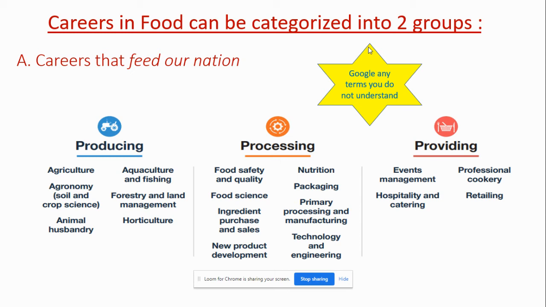So 2 groups, careers that feed our nation and feed our country. So you can see there's a range of different type of jobs that are categorized in this area. So agriculture, aquaculture, nutritional scientists, sports scientists, new product development, technology, food technology and food engineering, events management and hospitality and catering are some of the most popular, I would say. So feel free to, obviously in your own time, research what these jobs entail. And I'm going to show you a website in a minute that will help you do that.